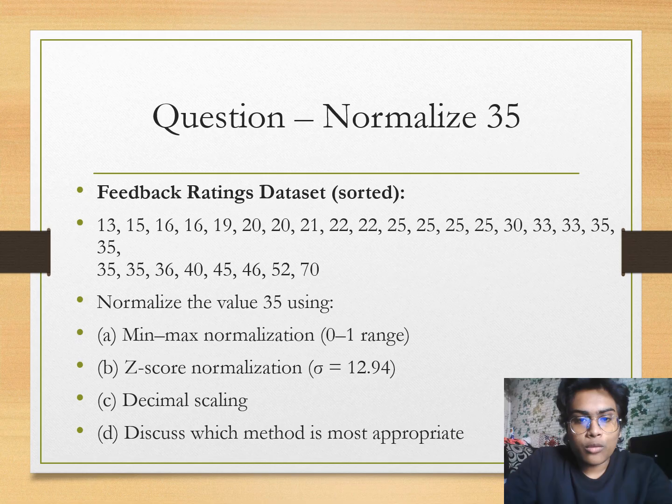We have to normalize the value 35 in this data set, and we have to use min max normalization with the range 0 to 1, z score normalization, where sigma is given as 12.94, and decimal scaling. We also have to discuss which method is most appropriate for this data set. So let's move forward and calculate these three.